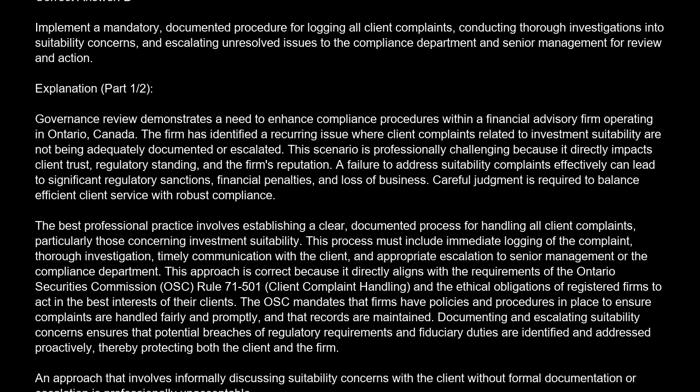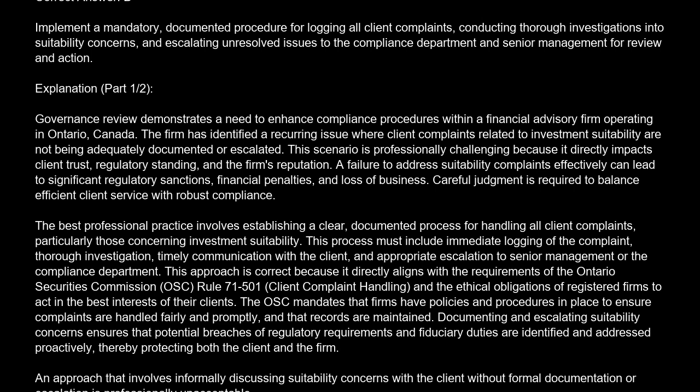A failure to address suitability complaints effectively can lead to significant regulatory sanctions, financial penalties, and loss of business. Careful judgment is required to balance efficient client service with robust compliance. The best professional practice involves establishing a clear, documented process for handling all client complaints, particularly those concerning investment suitability. This process must include immediate logging of the complaint, thorough investigation, timely communication with the client, and appropriate escalation to senior management or the compliance department.